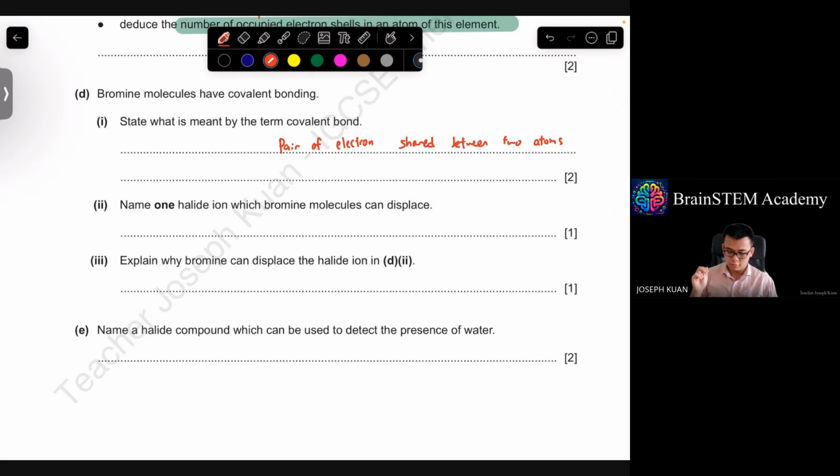Name one halide ion which bromine molecules can displace. Based on the periodic table, bromine is more reactive than iodine. Reactivity decreases down the group. So it will be iodide that can get displaced, all right? Halide ion, you call it iodide. You don't call it halogen, you don't call it iodine, you call it iodide. So explain why bromine can displace the halide ion: because bromine is more reactive than iodine.